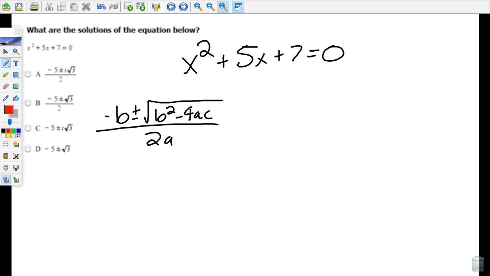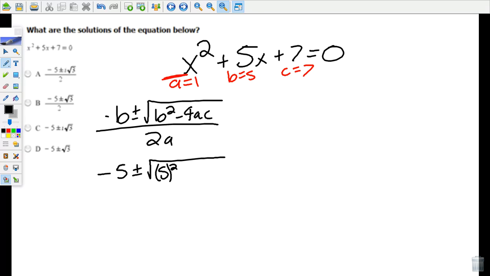So a is the number in front of x squared. There is no number here, but that just means 1. b is 5, and c is 7. Alright, so if we plug it in, we'll have negative b, which is going to be a negative 5, because b is positive and there's a double negative, so it is a negative 5. Plus or minus the square root of b squared, which is 5 squared.